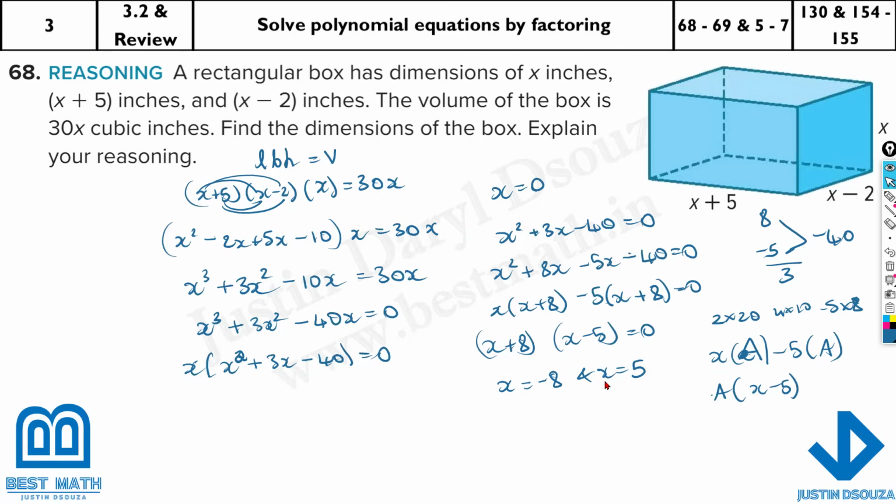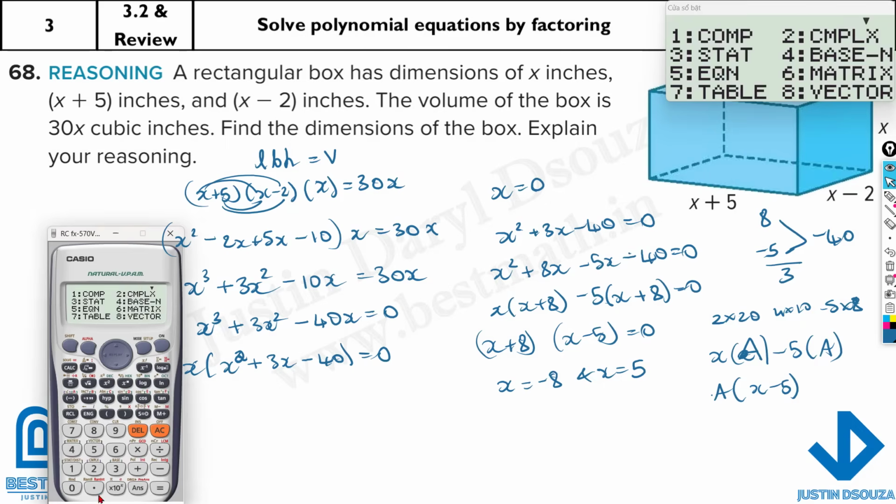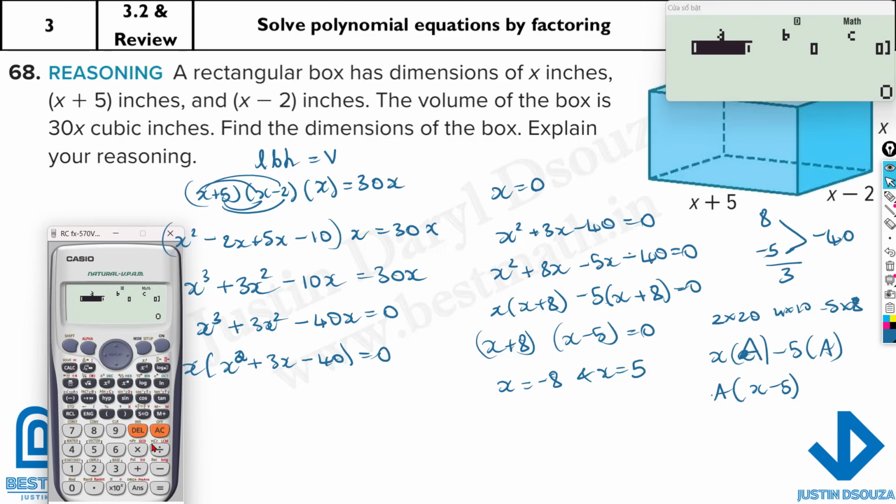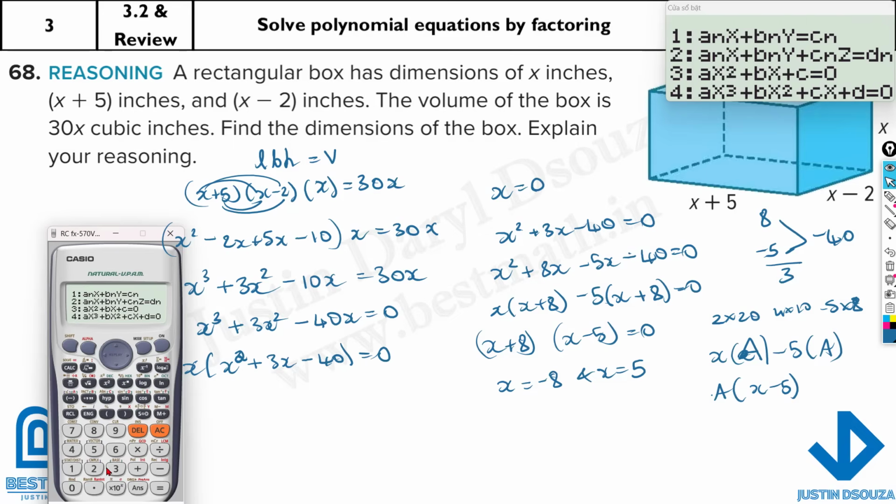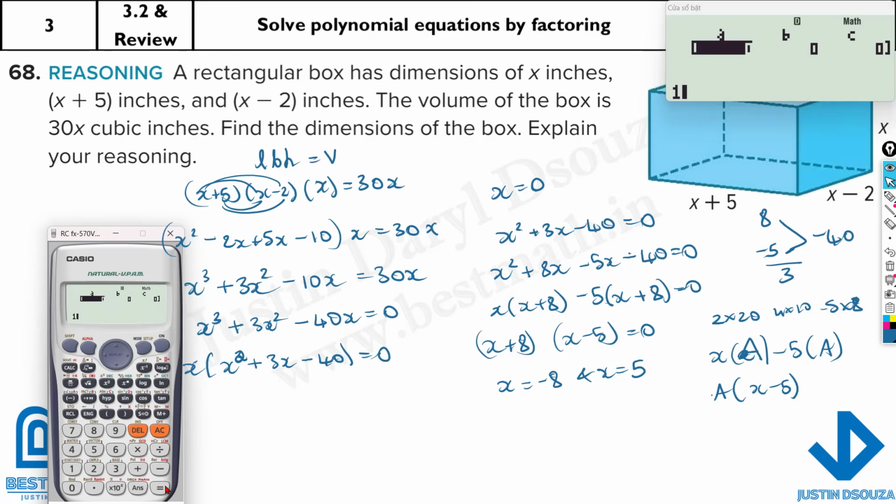Now let me show you a few shortcut methods. First thing, after we get the cubic equation, if you just type mod 5 and 4, we can directly solve this. What is the coefficient before x cubed? It's 1. Then we have 3, then minus 40, and there is no constant term, so we write 0, and the answer is 5, minus 8 and 0. Or after we remove the x term outside, then we know x is 0. What about these two? Mod 5 and 3, the coefficients are 1, 3, and lastly minus 40. So the answer is 5 and minus 8.